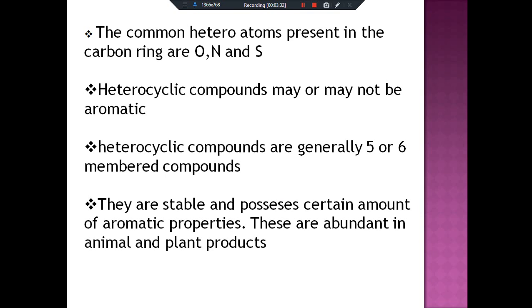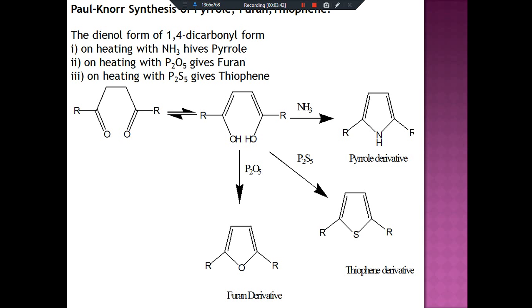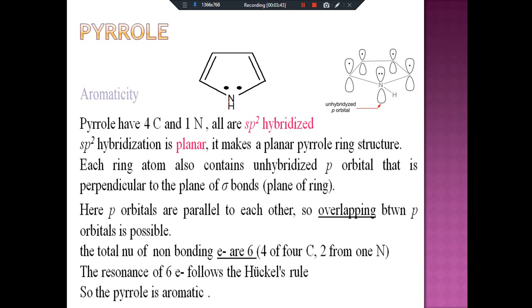And they are very stable and possess a certain amount of aromatic properties, and they are mostly abundant in plant and animal products. Now we are going to learn in detail about pyrrole. Pyrrole, its aromaticity, its structure, preparation, properties, etc. We are going to learn now.